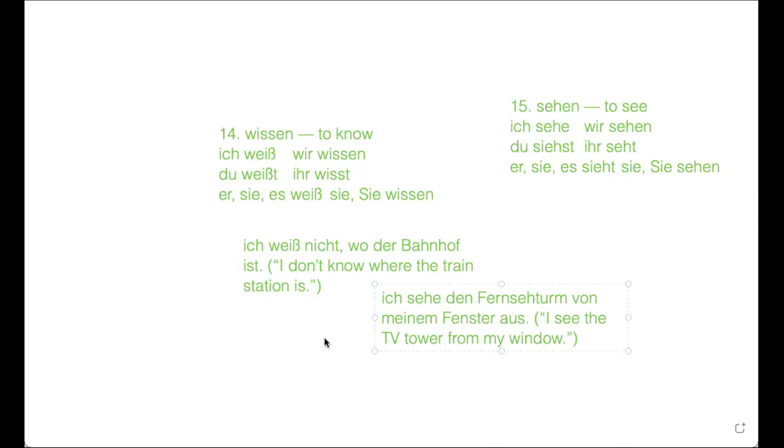Fern, we have a television. Fernsehturm. Fernsehturm is what? The television tower. Fernseher. Von meinen, from my, Fenster aus. Fenster is what? Window. Ich sehe den Fernsehturm. I see the, why is den used here?